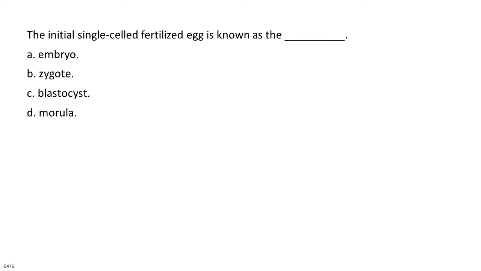The initial single-celled fertilized egg is known as the A. Embryo. B. Zygote. C. Blastocyst. D. Morula.